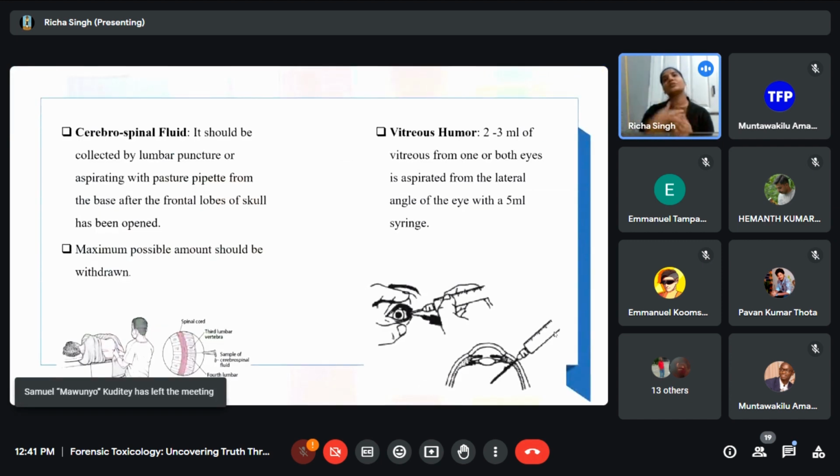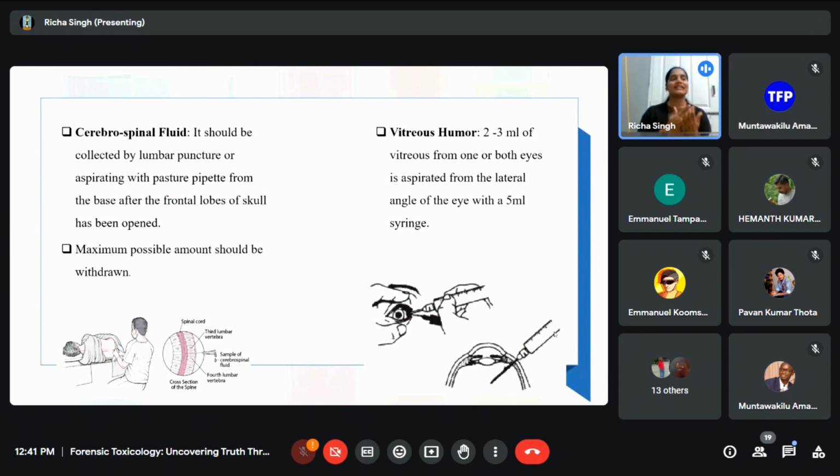Now, why do we use amber colored bottles for the preservation of different visceral samples? Let's say you have packed a sample and during transportation it is getting exposed to sunlight. If the bottle is amber colored, it stops the photo-oxidation which could happen because of the sunlight. That is the reason we prefer amber colored bottles for the packaging of different visceral fluids. Now, if we move next, we have cerebrospinal fluid.